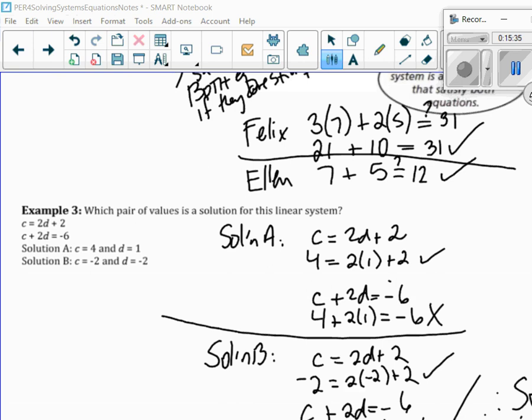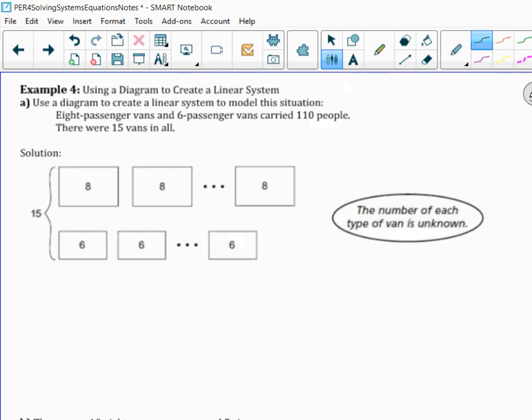All right, moving on. So using a diagram to create a linear system to model a situation. So 8 passenger vans and 6 passenger vans carried 110 people. Each 8 passenger van carried 8 people, and I don't know how many 8s there were. Each 6 passenger van carried 6 people, and I don't know how many there are. All I know is there's 15 total.